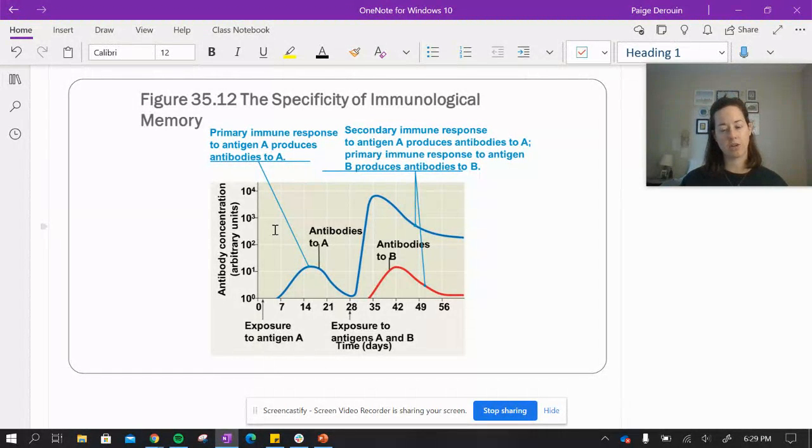And you can see also that the same thing is happening with pathogen B, that it's also taking a long time to produce the antibodies the first time. Generally, it does, regardless of which pathogen is the cause.